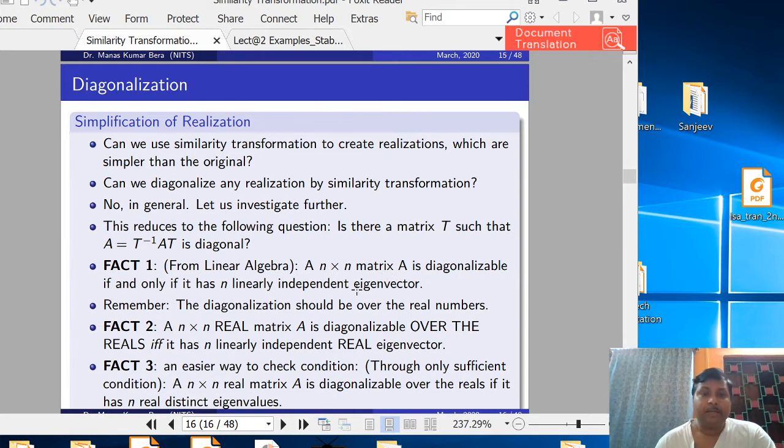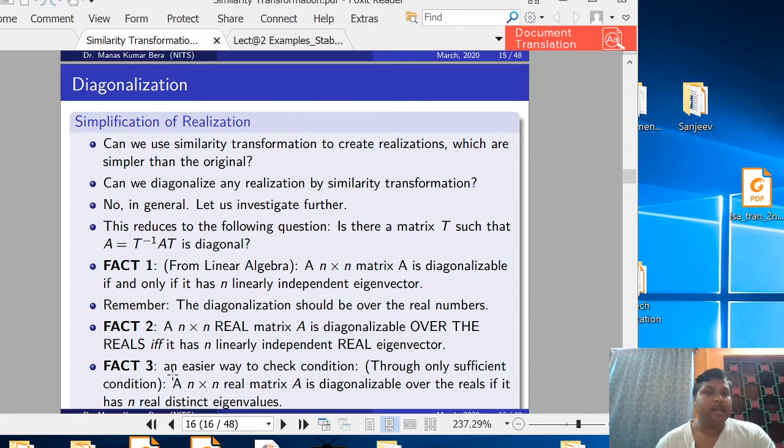Most important thing you have to remember is that, for our purpose, we want to do the diagonalization over the real numbers. So that's why we modify this fact 1. An n by n real matrix A is diagonalizable over the reals, meaning all the elements of the A matrix are real, if and only if it has n linearly independent real eigenvectors, which is equivalent to fact 3.